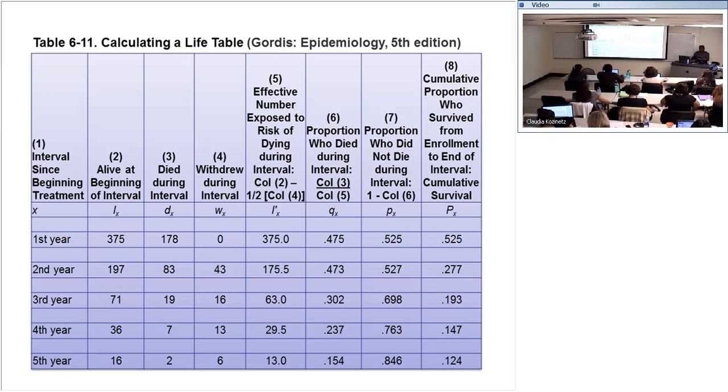So at the end of the day, when I ask the question, what's the probability that a person survives up to the 4th year? What would be the answer? 375 people were treated for cancer and they were followed for 5 years. What's the probability that a person survived at the end of the 3rd year? 0.193. Yes, so we use the cumulative survival. 0.193. These are likely questions that you get.